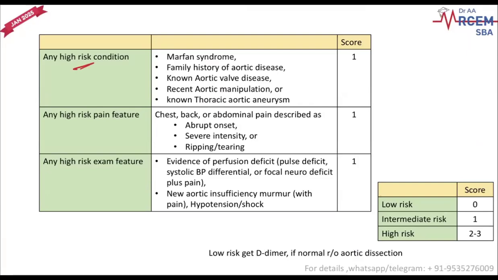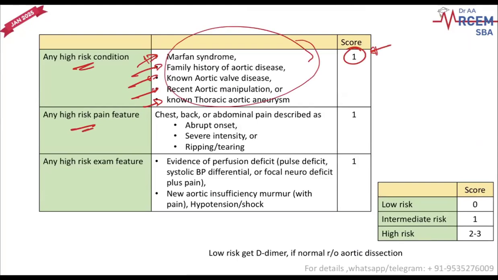In scoring, we look for any high-risk conditions, predisposing factors, what we have learned. Mainly Marfan syndrome, aortic wall diseases, recent aortic manipulations, any known thoracic aortic aneurysm this patient is having, or a family history of any aortic diseases. If any one of these is present, he gets one score. If he has 2, 3, 4 also, it's fine. It is just one score he will be getting.